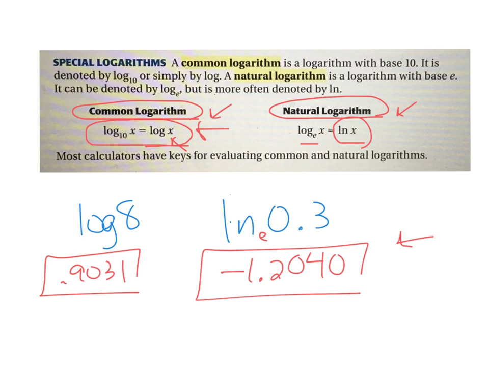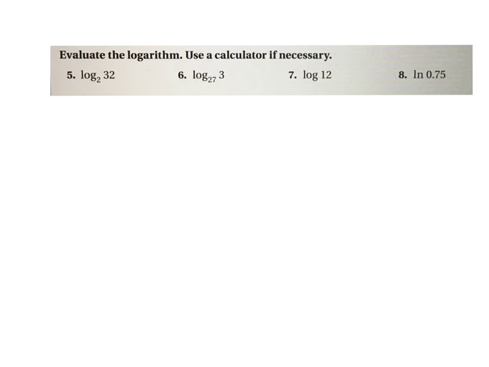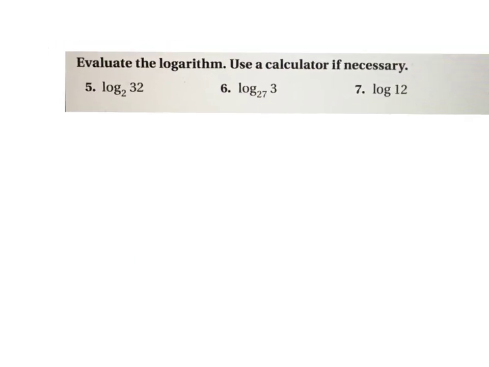Remember, e is 2.71828, so it's taking a number and making it smaller, which means you're having to flip it. That's why the exponent is negative there, or the answer is negative. All right, evaluate these. Use a calculator if necessary. Don't use a calculator if it's not necessary.